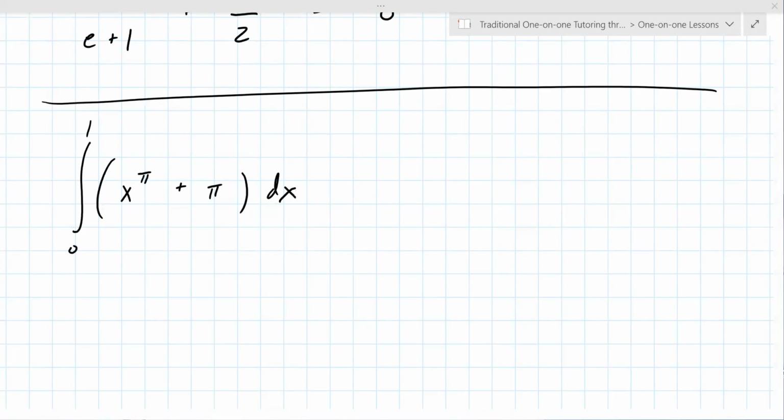So it's x to the pi plus 1, over pi plus 1, plus pi, plus, that's pi to the 1, so pi squared. Is pi the variable though?